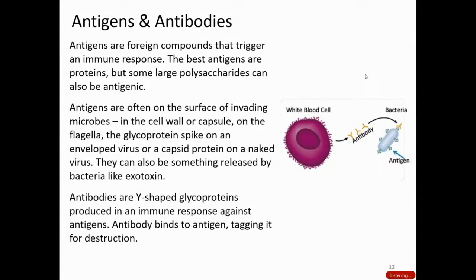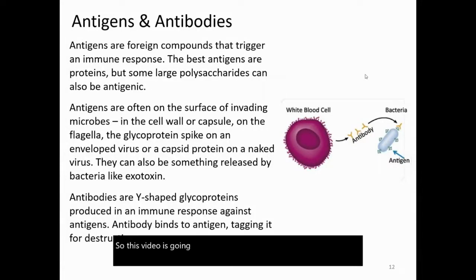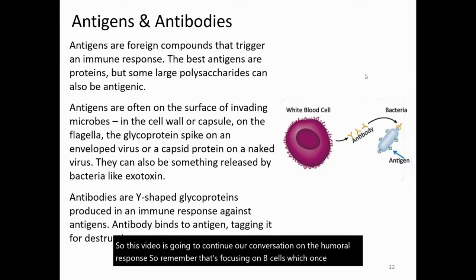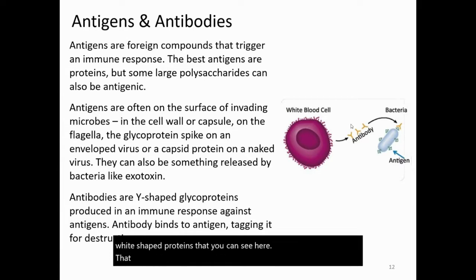So this video is going to continue our conversation on the humoral response. Remember, that's focusing on B cells, which once activated and able to differentiate, are able to differentiate into plasma cells that produce antibodies. And these antibodies are little Y-shaped proteins that you can see here that are going to go out and help our immune response detect and clear the pathogen.